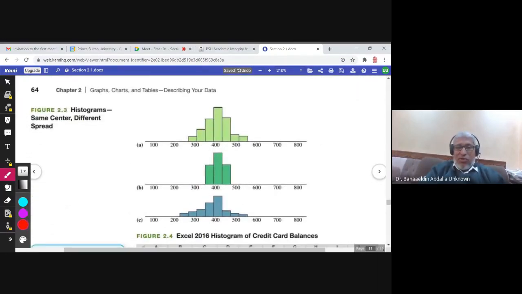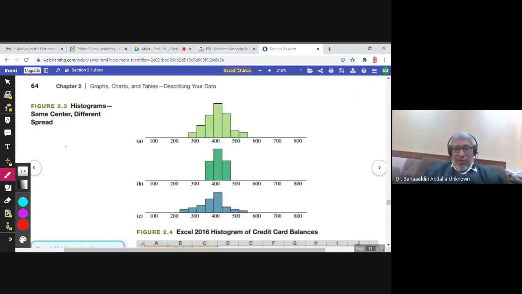You can see also the spread of the data, the variability of the data. Here, which data is more spread? Part C. C has more spread. It's from 250 to 550 maybe. But the data are more spread here in part C. Less spread in part B.